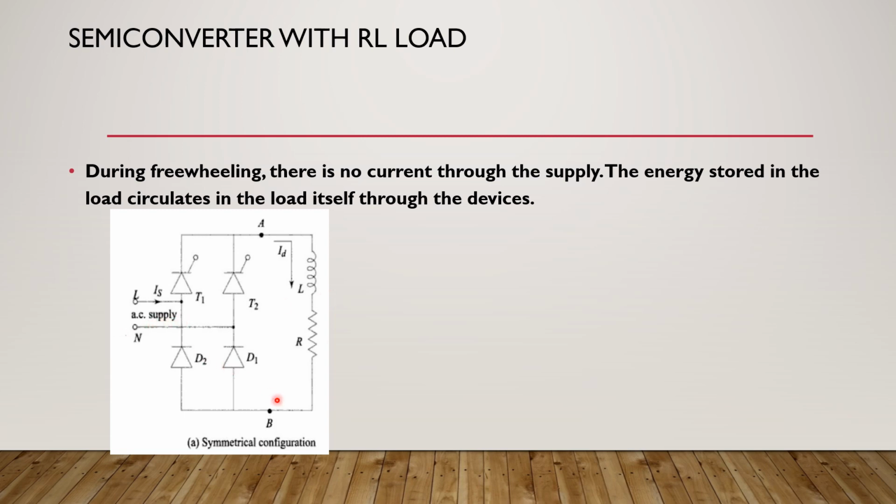D1 will turn off, right? Because it is in the negative supply. So the negative half cycle has started. Initially this was positive and this was negative, and T1 and D1 were conducting together. After that, we have reached the negative half cycle. So from alpha to pi, it is the T1 D1 combination conducting and the output voltage is equal to the supply voltage.